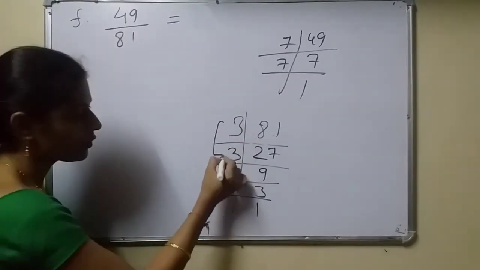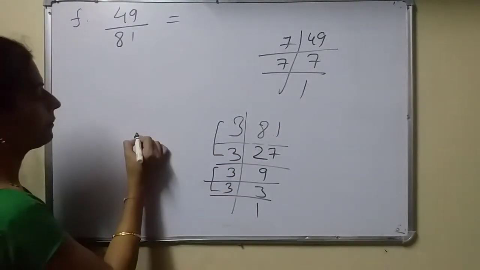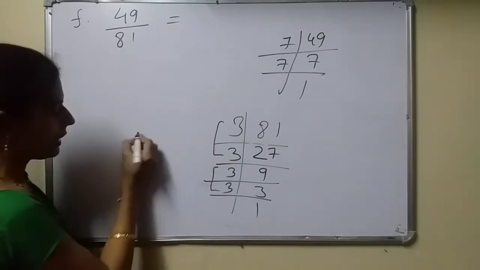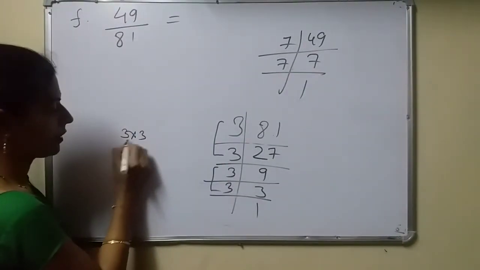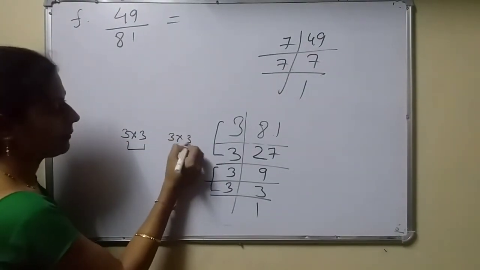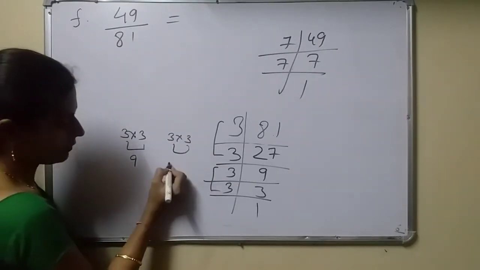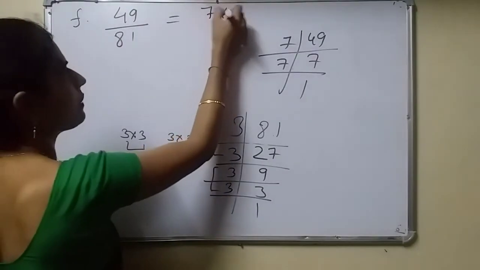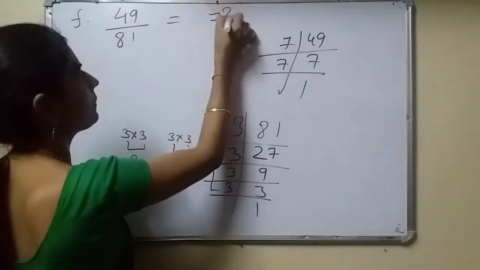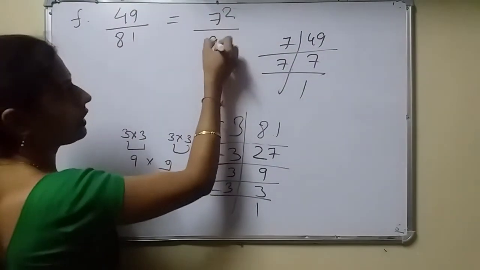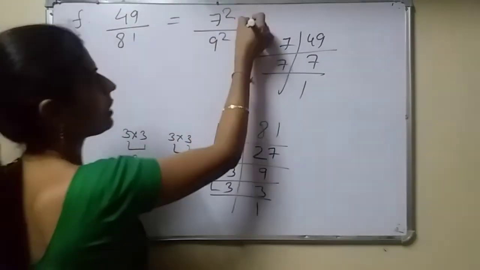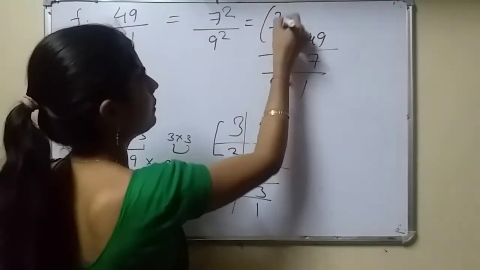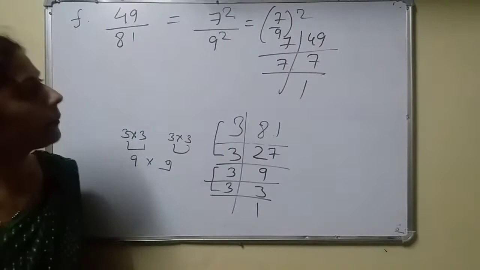Now see, 2 pairs you got here, 3 into 3, so 9, and 3 into 3, 3 3s are 9. Means 9 into 9. It means 7 into 7, means 7 square upon 9. How many times do you get your 9? 9 square. It means 7 by 9 whole square.